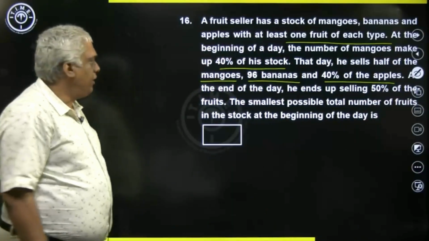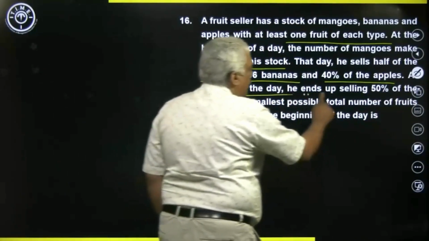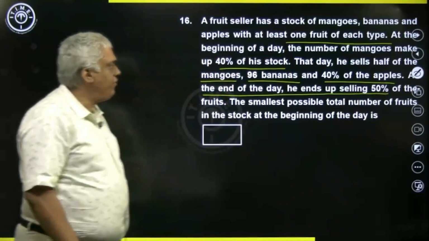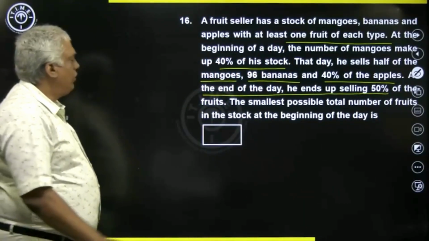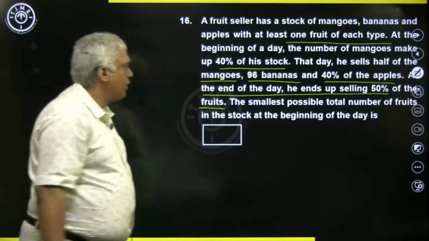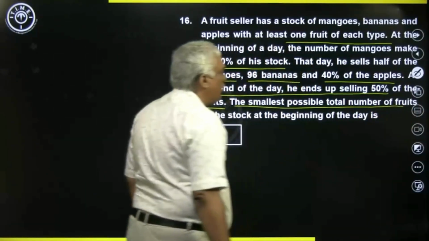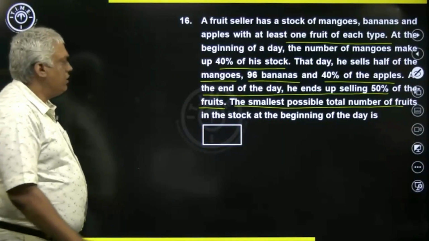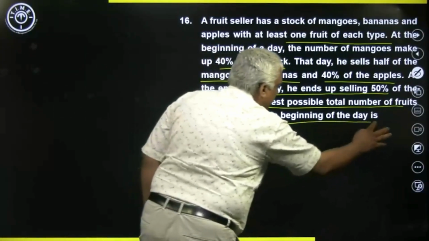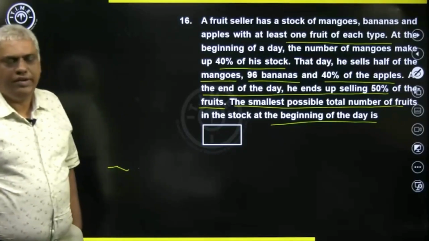At the end of the day, he ends up selling 50% of the fruits. The smallest possible number of fruits in the stock at the beginning of the day is what we have to find, right?